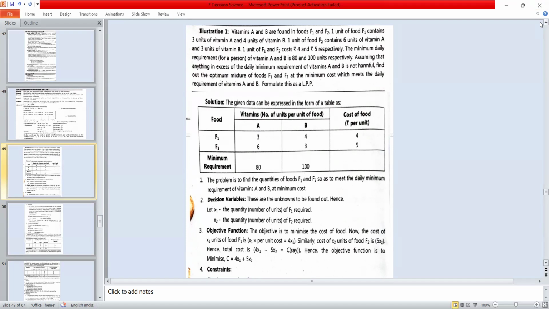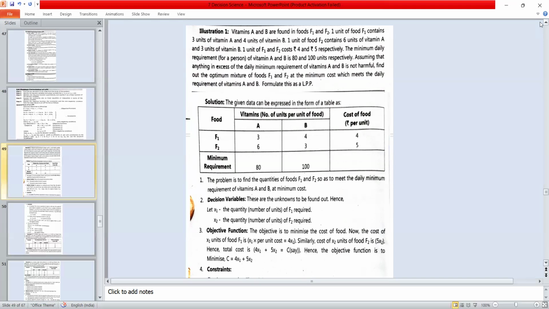Assuming that anything in excess of the daily minimum requirement of vitamin A and B is not harmful. If something is excessive, that is not harmful. It should not be less than 80 and 100 for A and B respectively. Find out the optimum mixture of food F1 and F2 at the minimum cost, which meets the daily requirement of vitamin A and B. Okay, formulate this as an LPP.